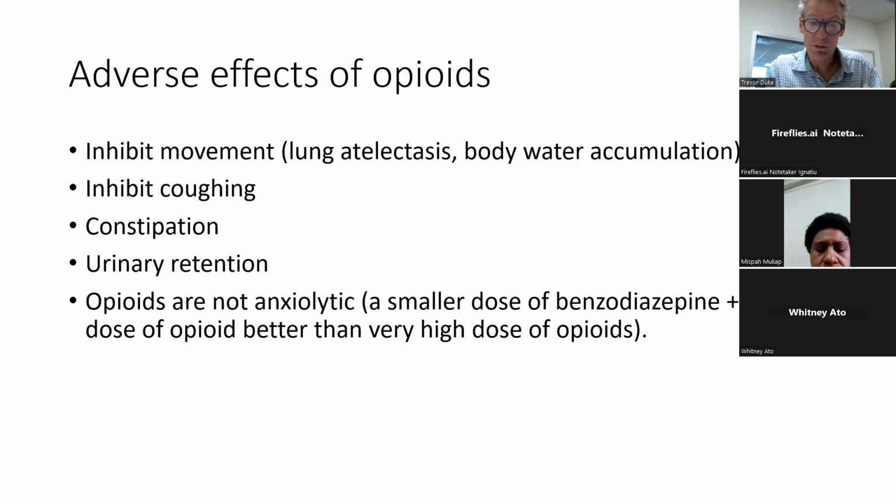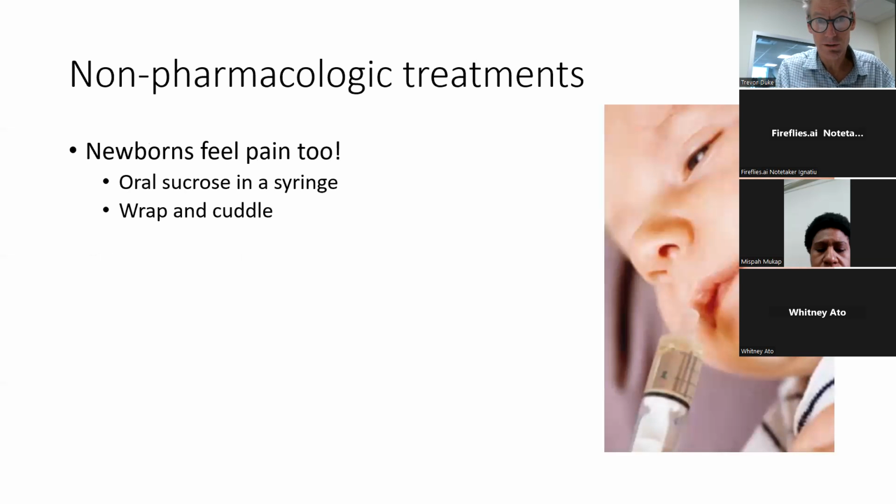If the patient is both anxious and in pain, you have to use the right dose of the opioid because you need to relieve their pain, but you won't relieve their anxiety or their distress. And sometimes a small dose of benzodiazepines. Remember, we're talking about short duration analgesia, not prolonged analgesia.